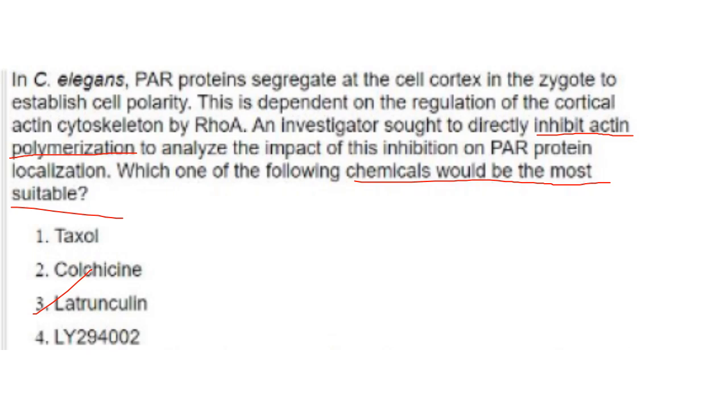Taxol, it stabilizes microtubules. Colchicine, it inhibits microtubule polymerization. Latrunculin, that will inhibit actin polymerization. So that is your answer. And LY294002, it inhibits PI3 kinase. So the answer here is option 3.